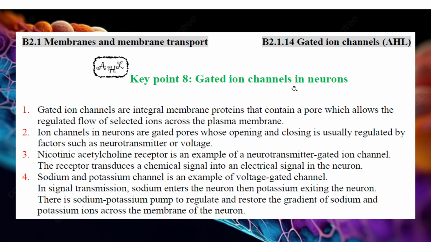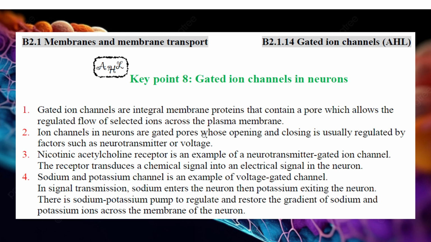And then we talk about the gated ion channels in neurons. Remember, inside the cell membrane there is a channel, a gated ion channel, a port for specific ions to pass through. We call it gated ion channels. It's a protein for ions to pass through the cell membrane, in and out of the cell.